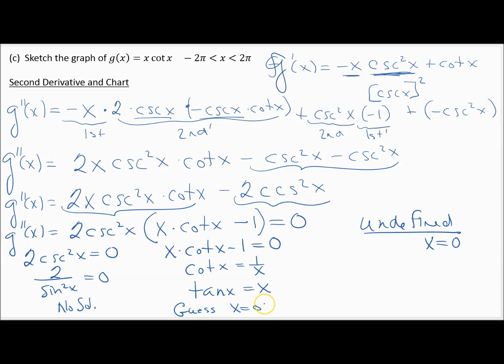But remember, our function is undefined at x equals 0 anyway. It's really already on our list of intervals, our list of numbers to split up the interval. But that does work. That makes this equation true. But the thought is, do any more values make the equation true?